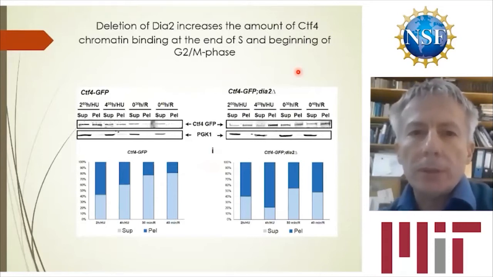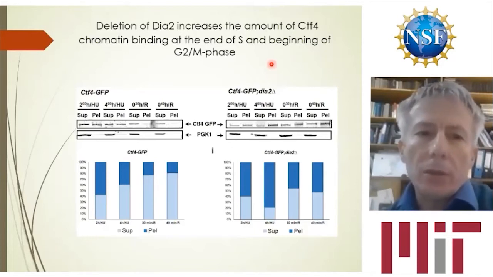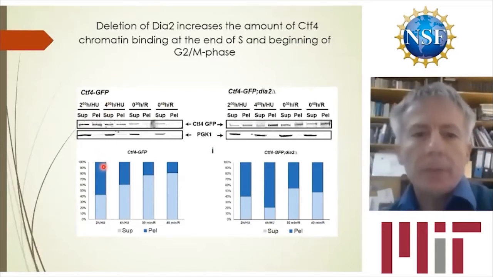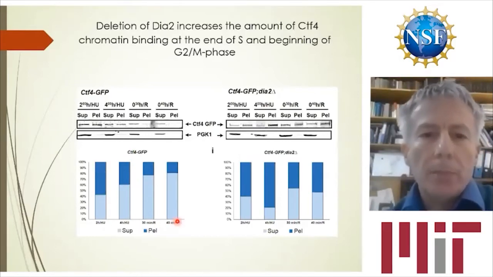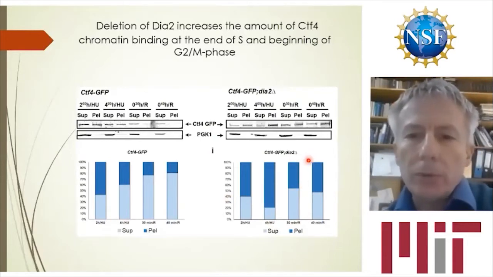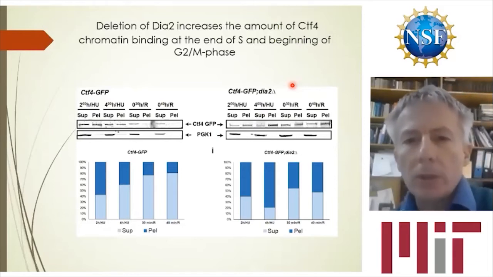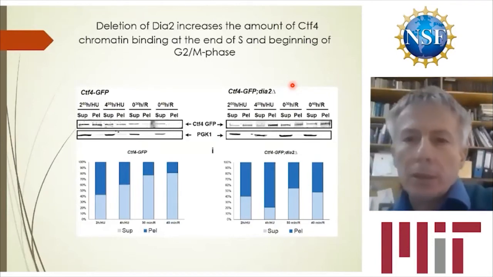Next, we'd like to check if the Ctf4 which is bound to the chromatin is not removed when Dia2 is deleted. To do this, we fractionated the crude extract into supernatant and pellet, and the chromatin fraction is in the pellet. As you can see, after 2 hours in hydroxyurea, in wild type and in the Dia2 deletion strains, part of the Ctf4 is bound to the chromatin, but after 30 and 40 minutes, in the wild type strain, it significantly diminished. In contrast, it's still almost the same in Dia2 deletion strains. Our results suggest that deletion of Dia2 leads to keeping the quantity of the Ctf4 protein on the chromatin in the beginning of G2/M phase after completion of DNA replication.